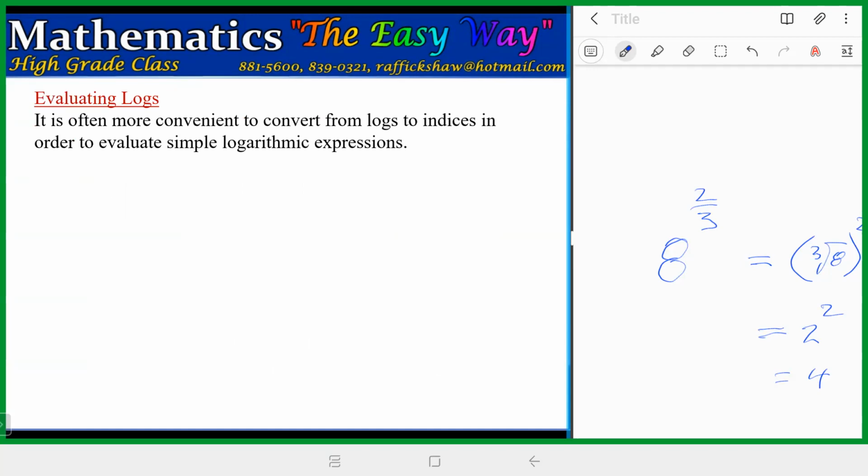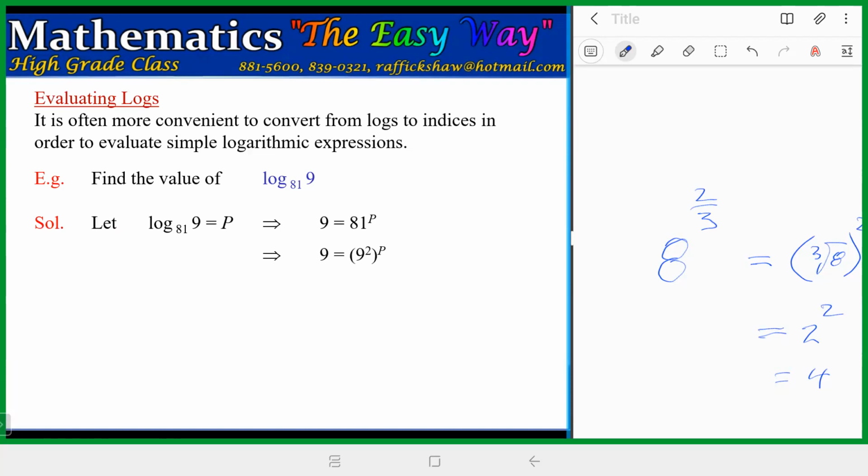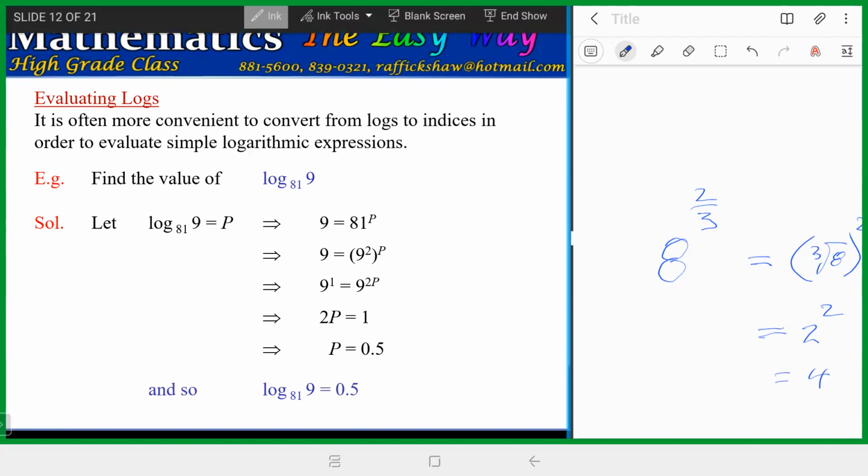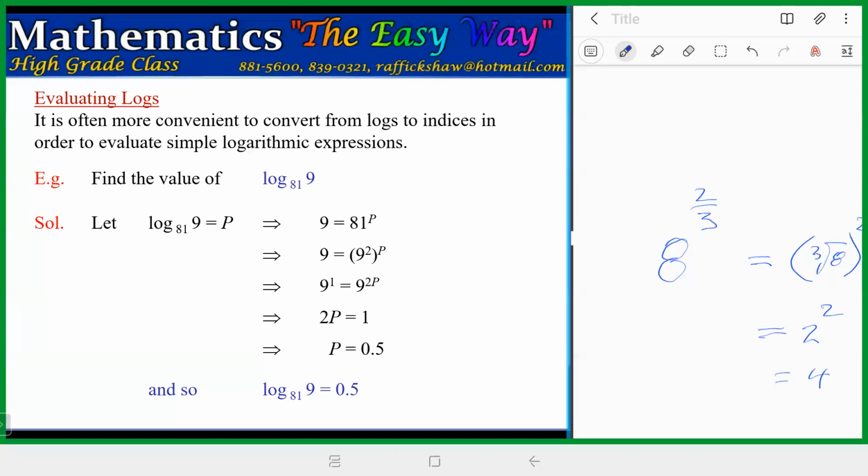Alright. What is it saying? It's often more convenient to convert from logs to indices in order to evaluate simple questions. There are some additional hints that we'll use when we're solving questions, right? So don't worry too much about this. We're going to show you the methods and the approach that we're going to use to solve our questions. Because you see, this can be worked out with a calculator, and you have to get a calculator that can work it out. So don't worry about this too much.